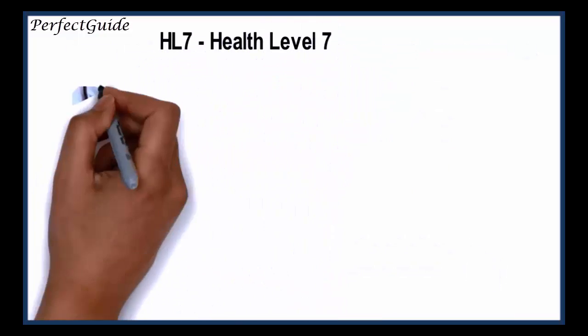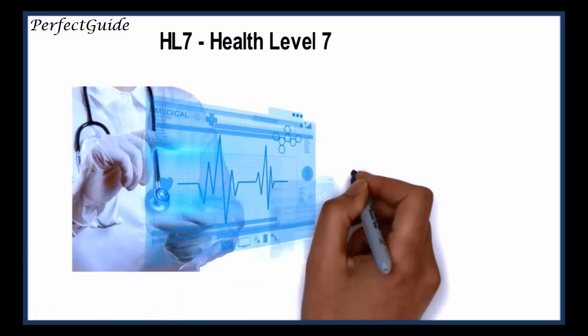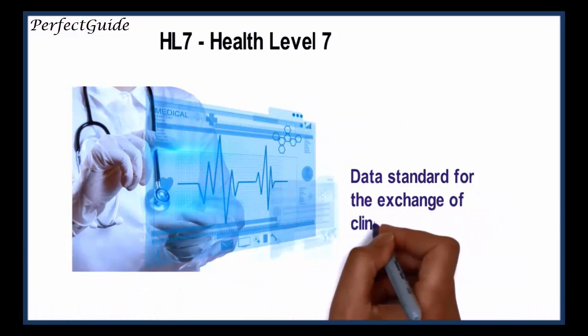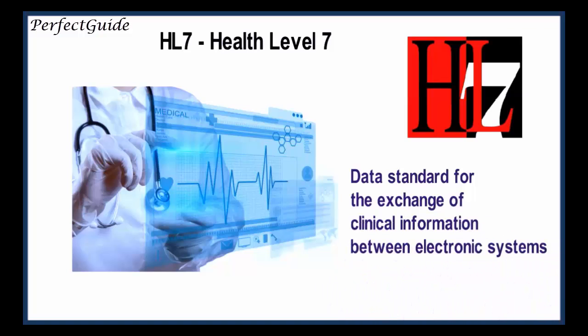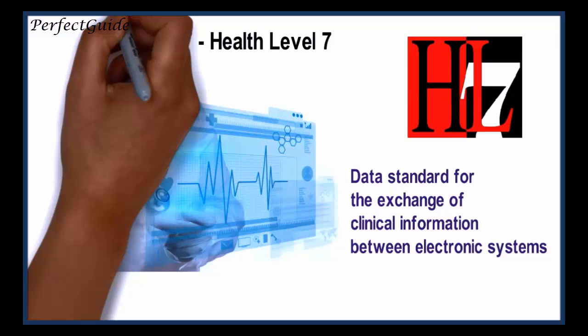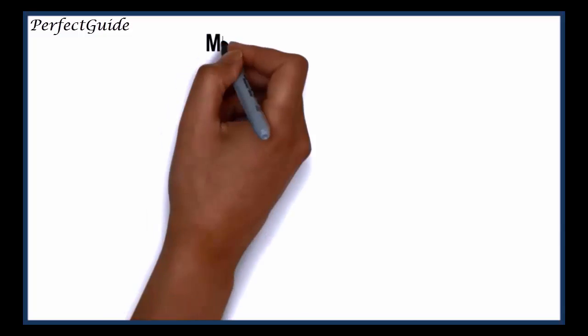HL7 is Health Level 7. HL7 is a set of data standards for the exchange of clinical information between electronic systems. HL7 also refers to the nonprofit organization that oversees the development of these interoperability standards.